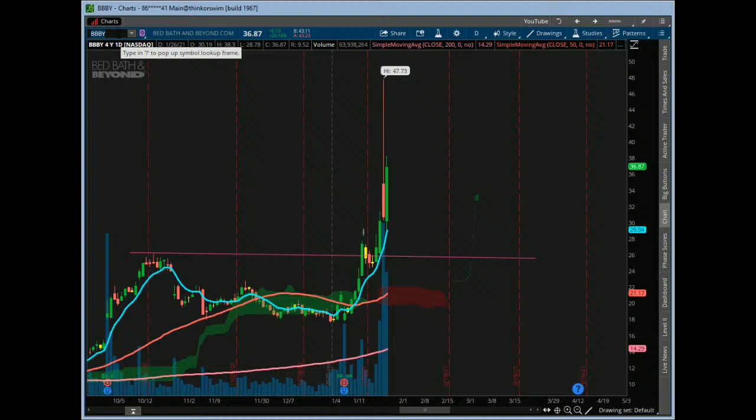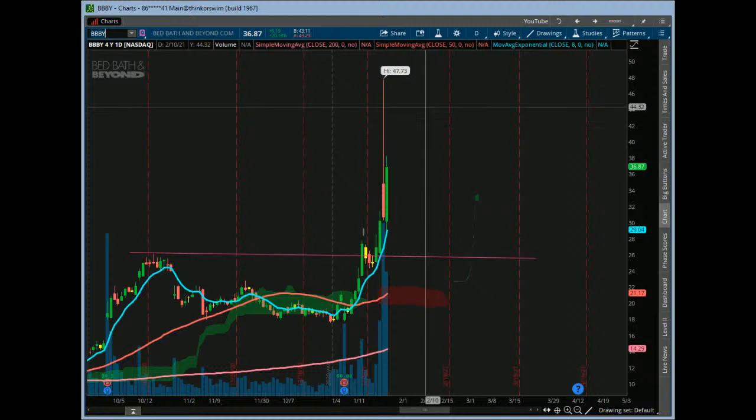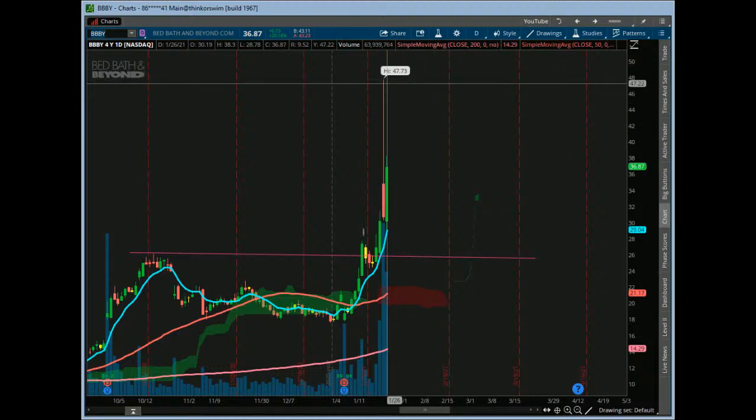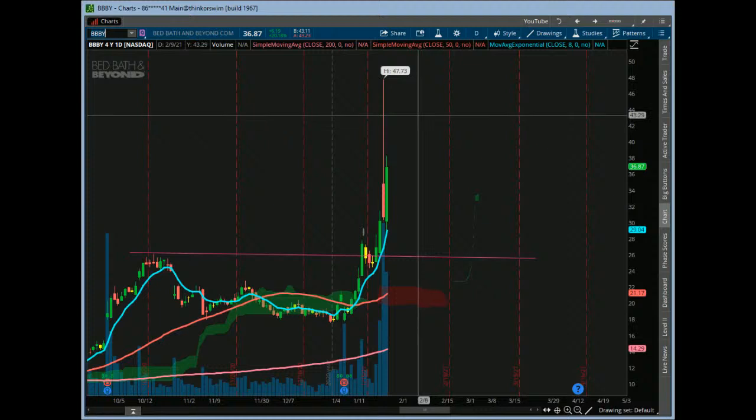BBBY again was pretty epic as well. Again, it got a big push off of the ADMA here today, and that is up after hours as well. So see how that goes. See how it handles this upper shadow here. It's up to 43 after hours. This crazy stuff on these names.